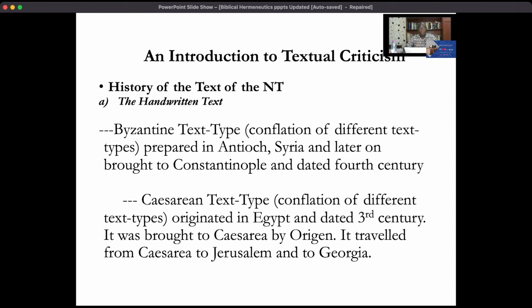The fourth one is called the Caesarean text type. This text type combines different text types from Byzantine, from Alexandrian, from Western text type. And this text type was prepared around 3rd century.